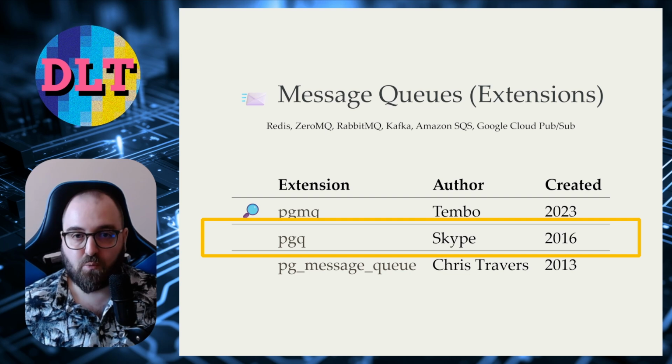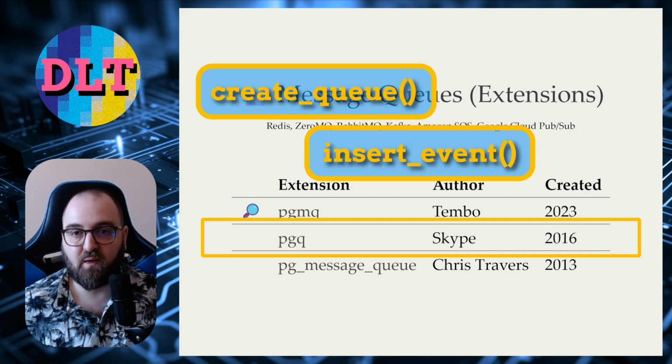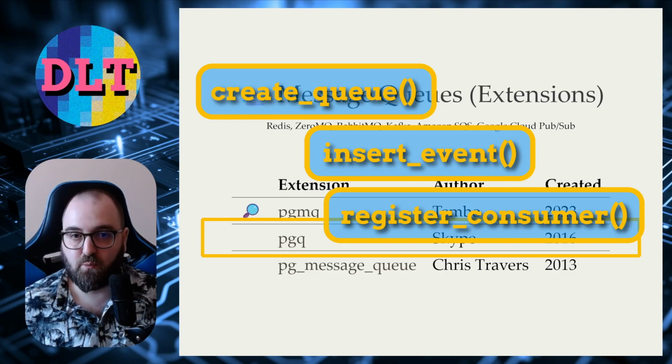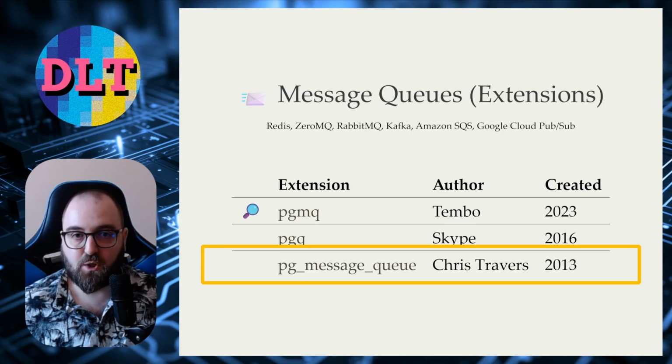There is PGQ, which provides the create queue function as well as insert event and register consumer. You can also get batch events, and this supports the publish-subscribe pattern. It was created by Skype in 2016.